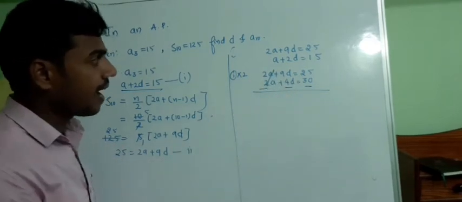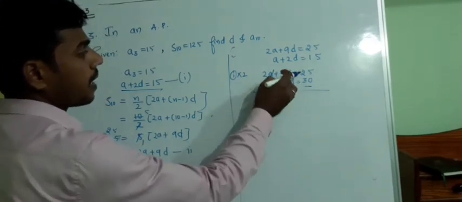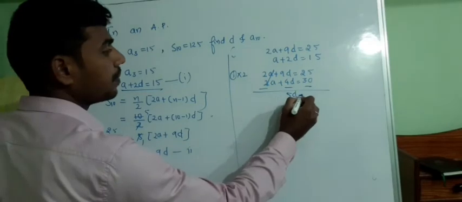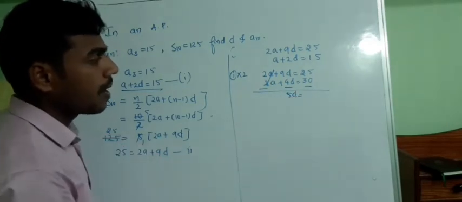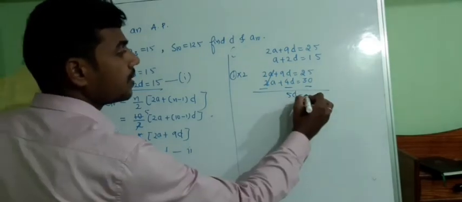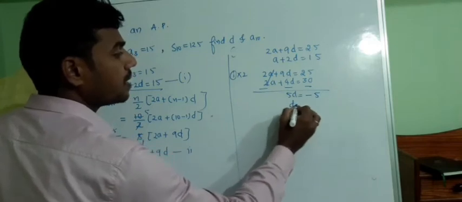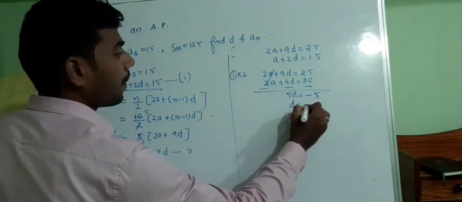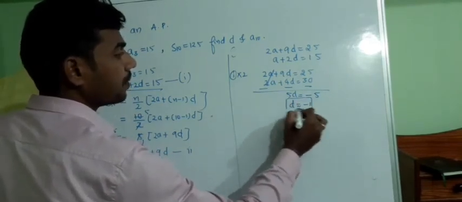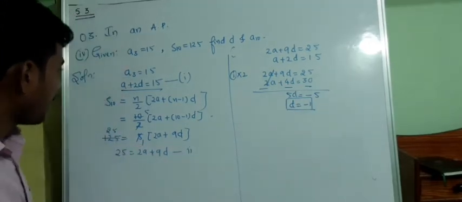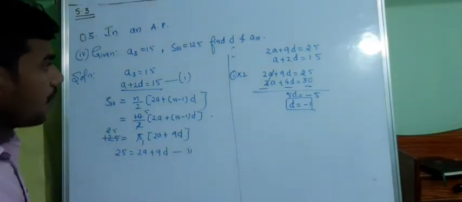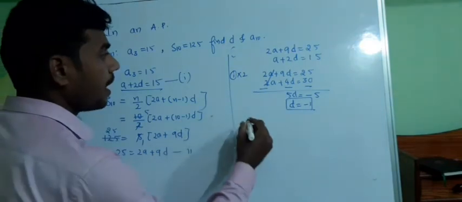2A will get cancelled. 9 minus 4, 5D. So 25 minus 30 is minus 5. So D is equal to minus 1. Now I need to find A.